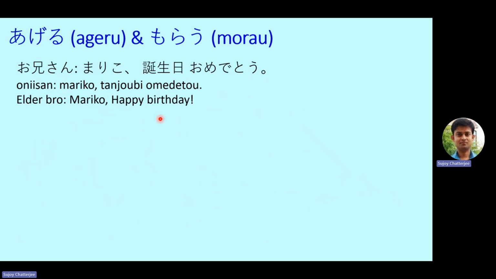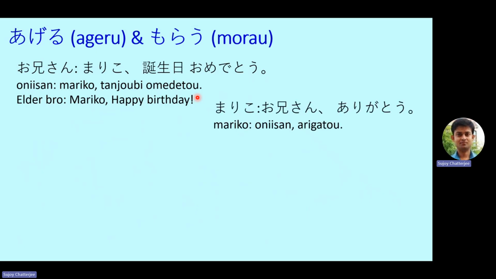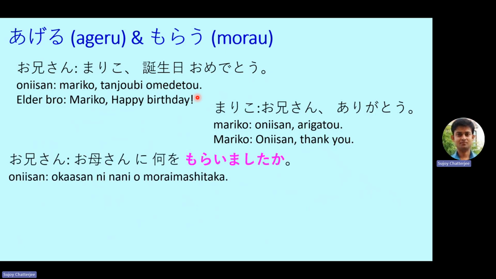Mariko, happy birthday. Tanjobi omedeto. So we had seen earlier omedeto gozaimasu. So that is the formal version, and since this is a conversation between an elder brother and his little sister, omedeto is the informal version which can be used within the family members. Mariko says, Oni-san, arigato. Thanks, Oni-san. That means thank you, brother.